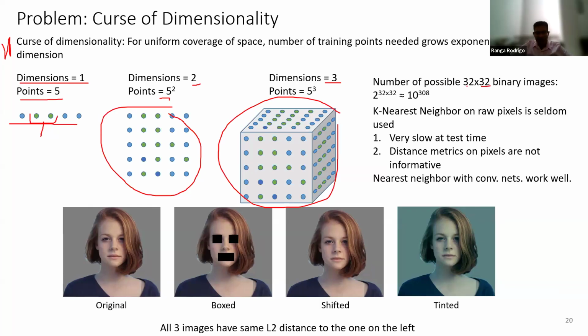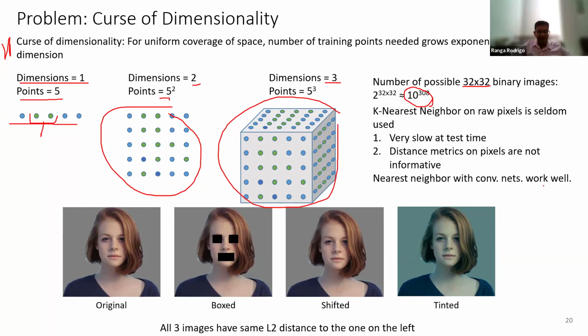Consider the number of possible 32 by 32 binary images. This is 2 to the power of 32 by 32, which is about 10 to the power 308. That's a massive, massive number to fully cover that space. It is not possible to find samples like that. So k nearest neighbor on raw pixels is seldom used, and is very slow at test time. Distance metrics on pixels are not informative.